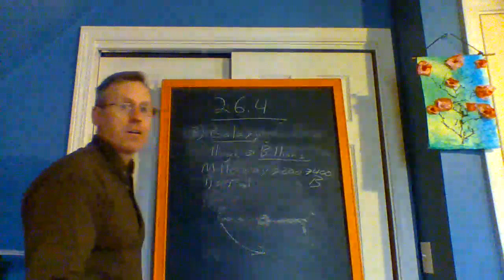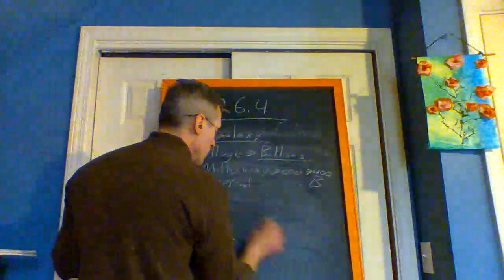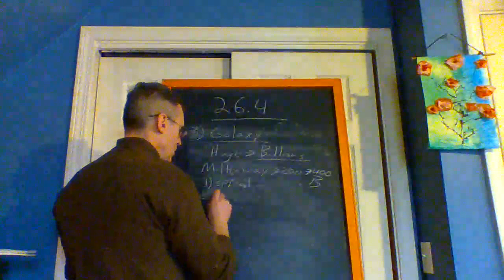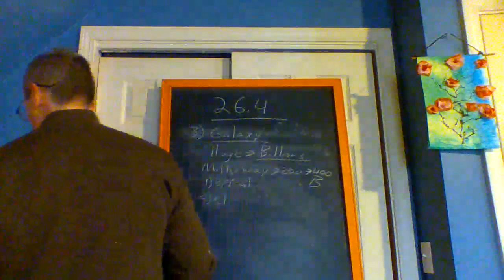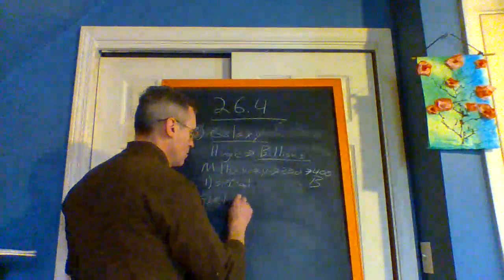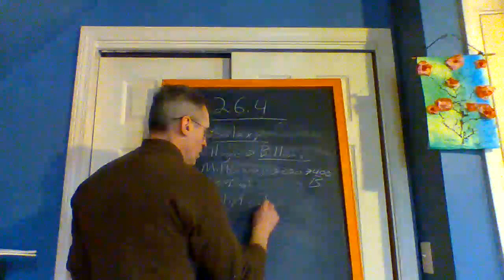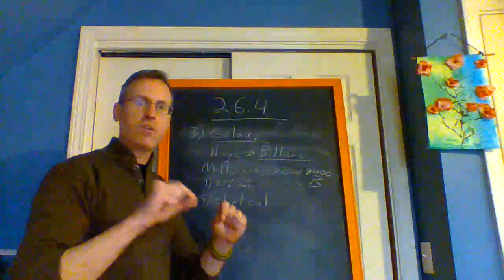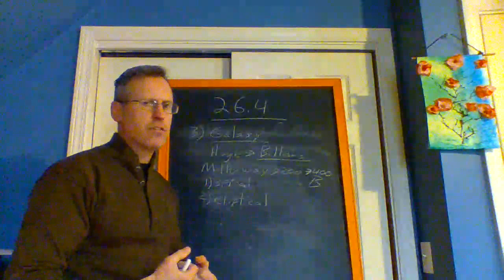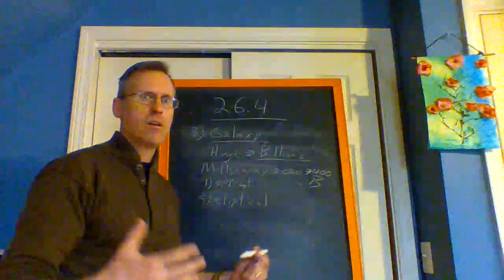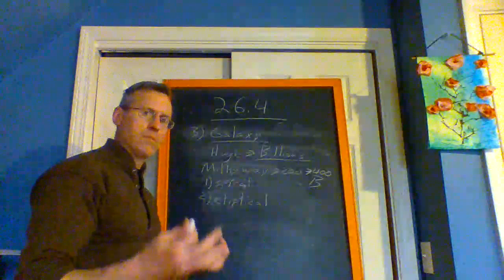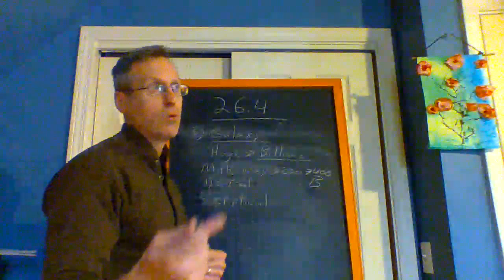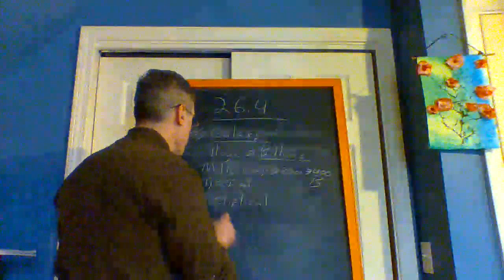The next type of classification of galaxy is called an elliptical. Ellipticals are oval in shape. They don't have any spiral arms. It's just a different shape, but it's still a very large collection of stars that looks different. Again, look at the pictures in the PowerPoint, or the Google Slides, whatever I'm going to send you.